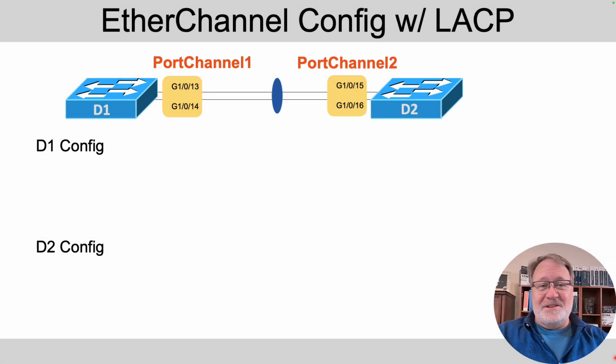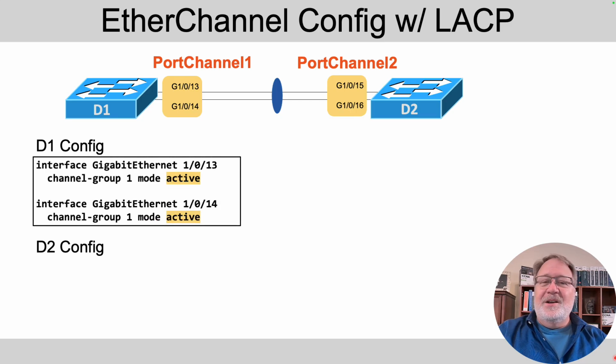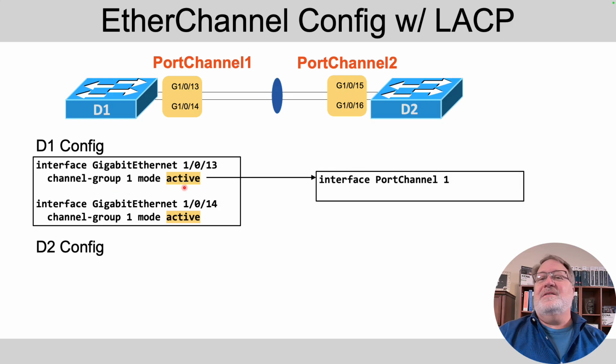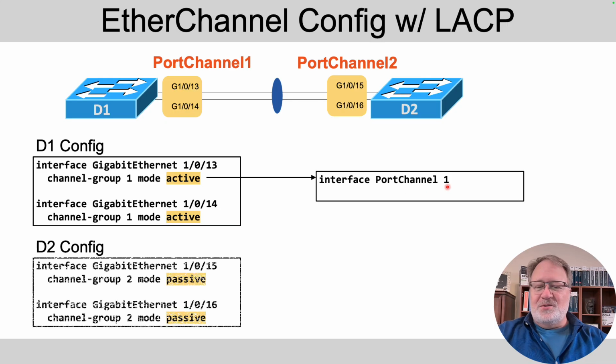The configuration itself is pretty straightforward from what you've already seen. So if we want to configure the same way we did before with static config and just use LACP, you could go over to switch D1 and use the same channel group 1 command, but with mode active on both of the physical interfaces. When the first of those channel group commands was executed, the switch would create the port channel interface. Same thing on switch D2.